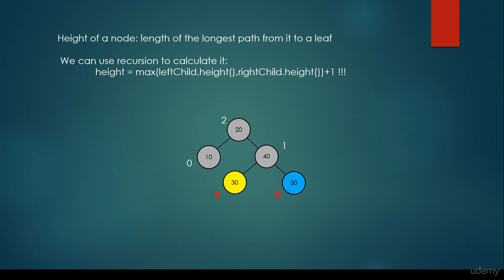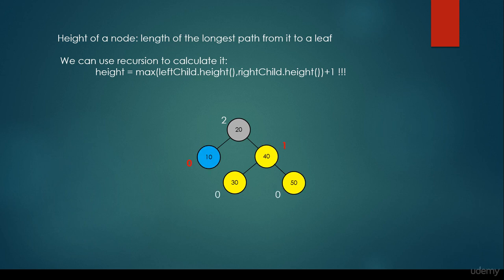So for example, we have the vertex 40. It has a left child, 30, and a right child, 50. Both of them have height parameter 0. So we have to decide what's greater, 0 or 0. It's going to be 0, and we increment it by 1, and it's going to be the height parameter for the parent. That's why the vertex 40 is going to have the height parameter 1.